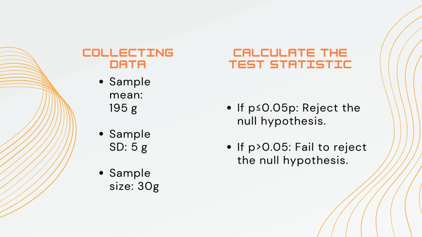Here's the rule. If the p-value is less than or equal to 0.05, this result is unlikely to happen by chance. We reject the null hypothesis and say the bags probably don't weigh 200 grams. If the p-value exceeds 0.05, we'd accept it and assume the claim might be true.